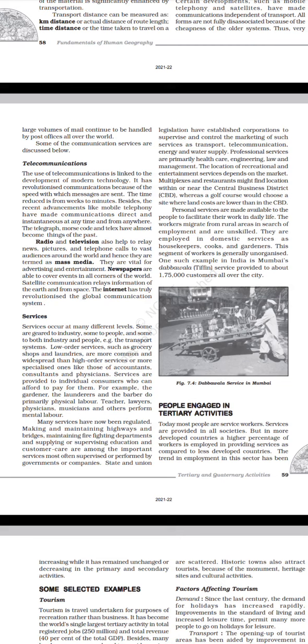Personal services are made available to the people to facilitate their work in daily life. The workers migrate from rural areas in search of employment and are unskilled. They are employed in domestic services as housekeepers, cooks, and gardeners. This segment of workers is generally unorganized. One such example in India is Mumbai's Dabawala tiffin service provided to about 1,75,000 customers all over the city. Take a look at figure 7.4, Dabawala service in Mumbai.